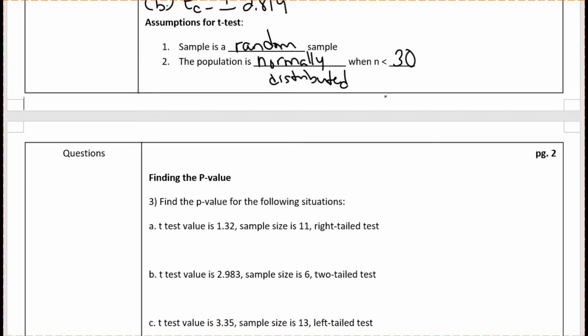Now, when you do the project, you will not generally assume this. You're going to do your project, and when you collect your sample, you're going to try to make it as random as possible. And then for the second condition, you want to test whether your population is normally distributed.